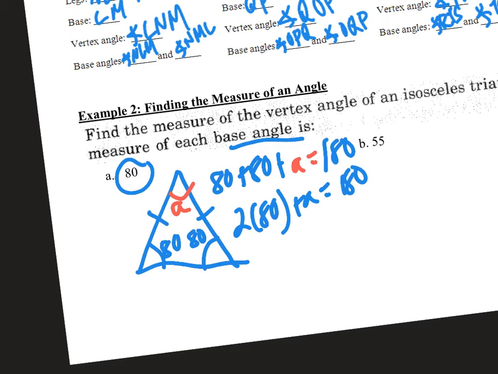Now, I'm going to subtract that. So I have A is equal to 180 minus 2 times 80. 2 times 80 is 160. 180 minus 160 is going to be 20.